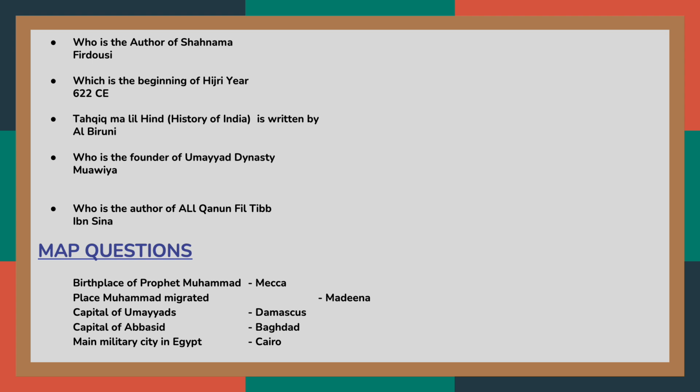Muawiyah is the founder of the Umayyad dynasty. The author of Al-Qanun fil Tibb is Ibn Sina. And the last one is the map question. These places may come up to locate on the map.